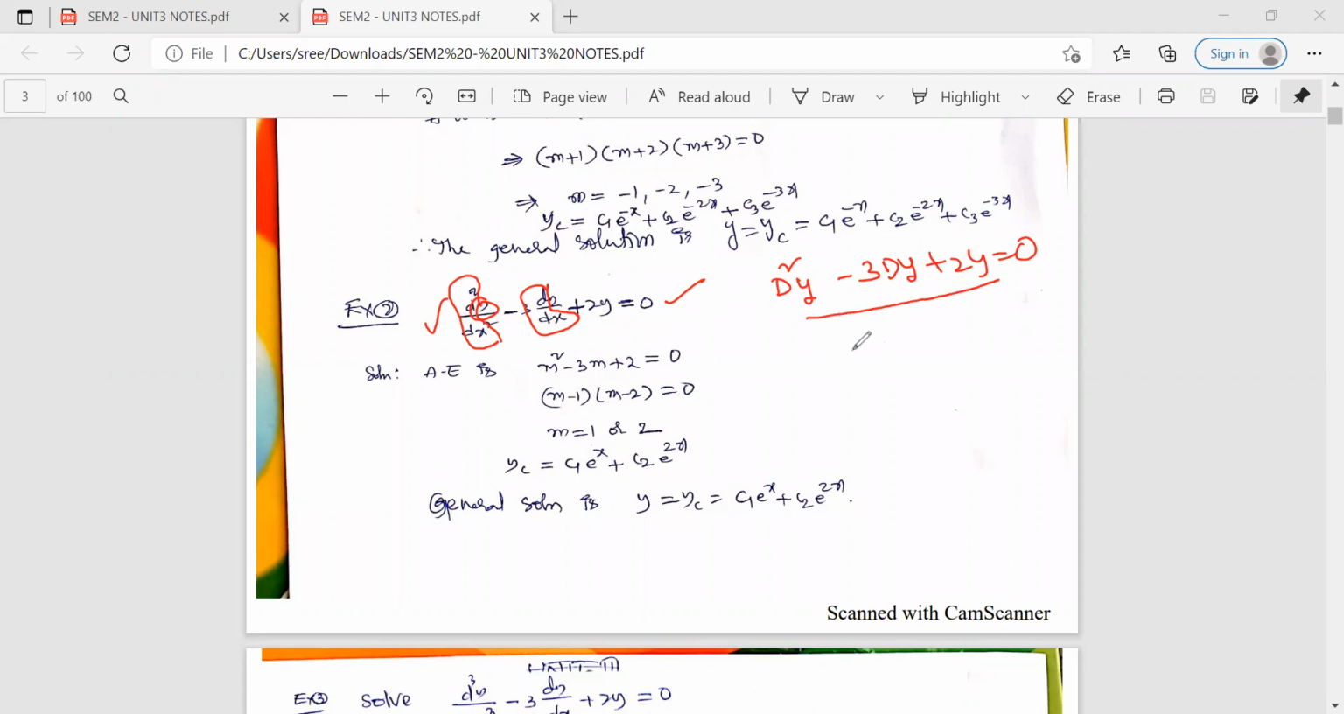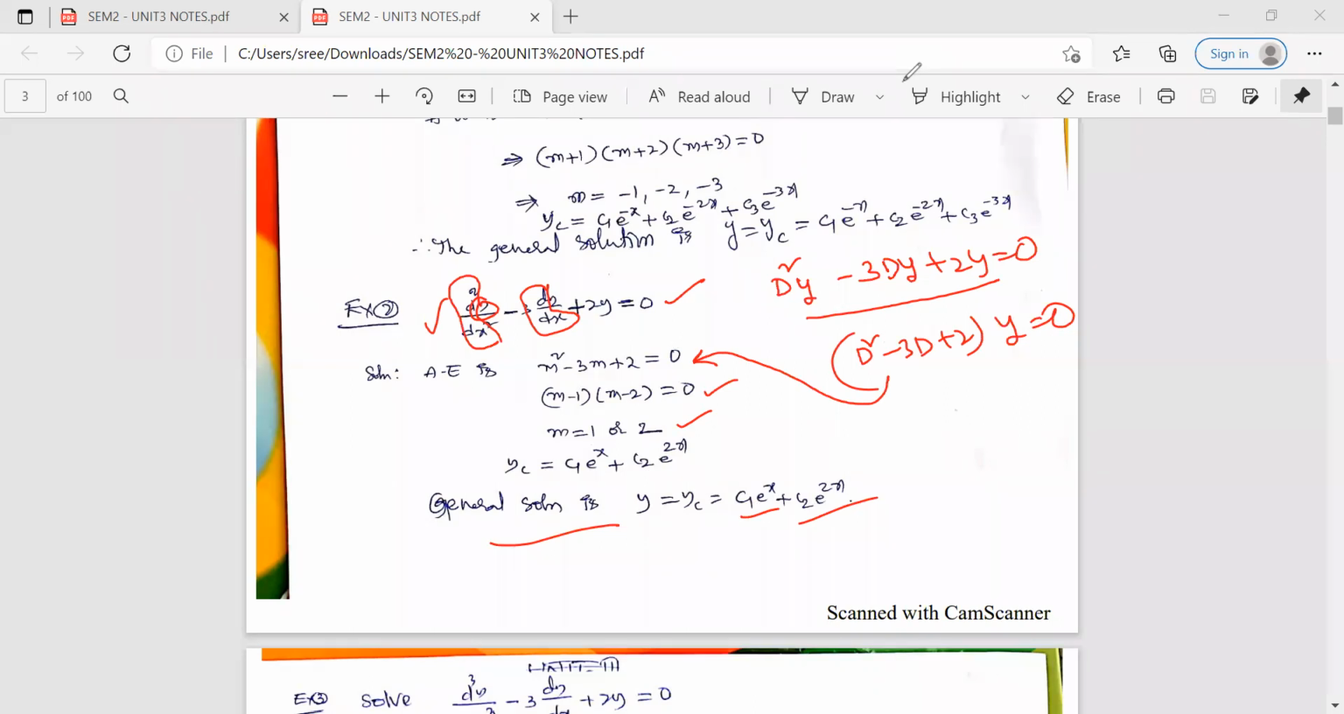Now I take y common. So (D square minus 3D plus 2) into y equals 0. Now I write the auxiliary equation: m square minus 3m plus 2. Then find the roots. The roots are 1 and 2, so they are real and distinct. So I write C1 e power x plus C2 e power 2x. This is the general solution. Very simple.